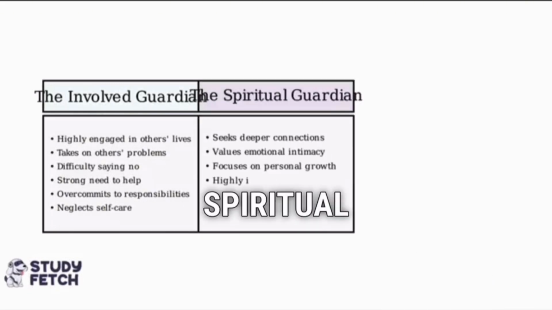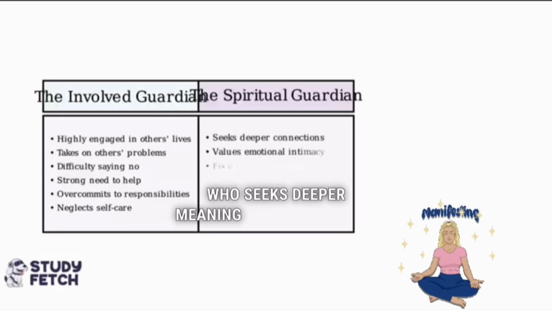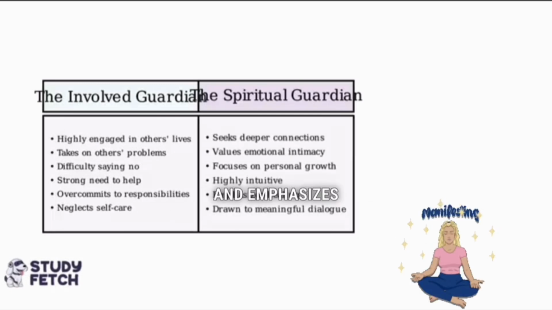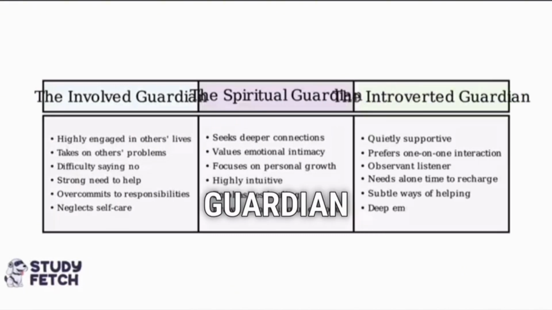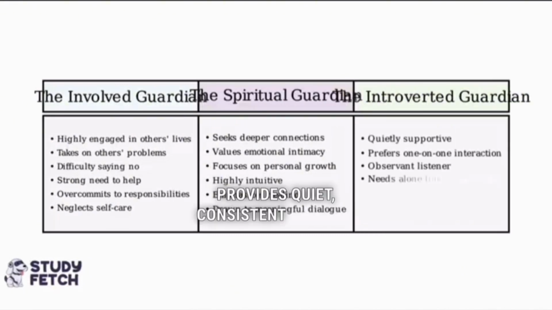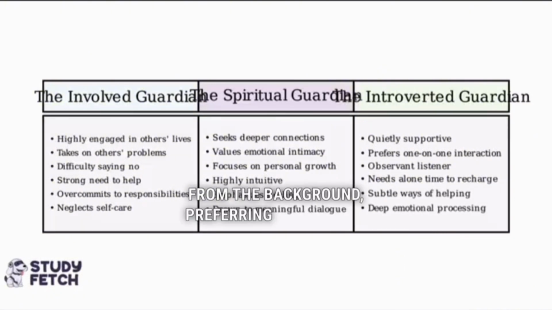Next, we have the spiritual guardian, who seeks deeper meaning in relationships and emphasizes emotional and personal growth. Finally, the introverted guardian provides quiet, consistent support from the background, preferring one-on-one interactions and subtle ways of helping. Let's examine how these subtypes manifest in different social situations.